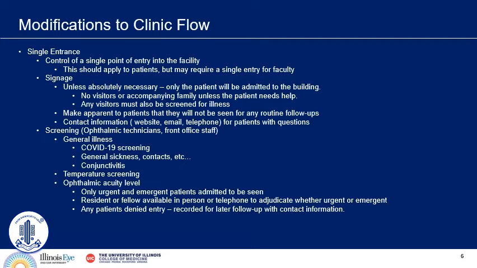So, starting with modifications to clinic flow, for us, thankfully, we have a single building that we could close all of the entrances to except for a single entrance. And I think having a controlled single point of entry into the facility is extremely important so you can control the flow of patients into the clinic. This should apply mainly to patients, but probably should also require a separate entrance for clinic staff as well as faculty to be screened separately.